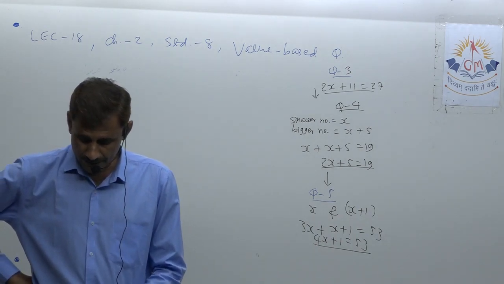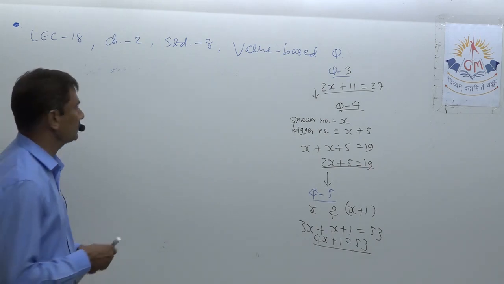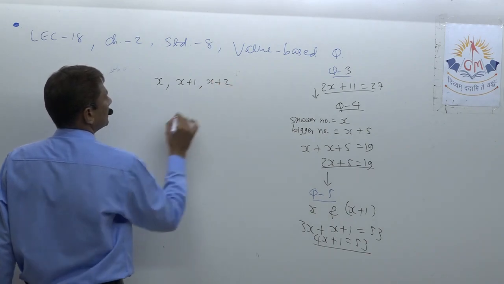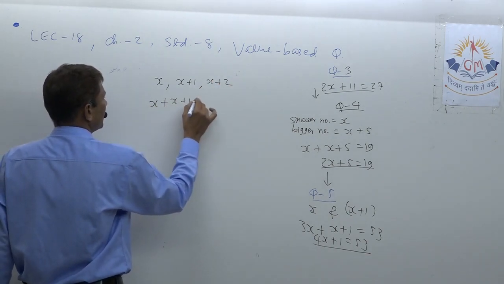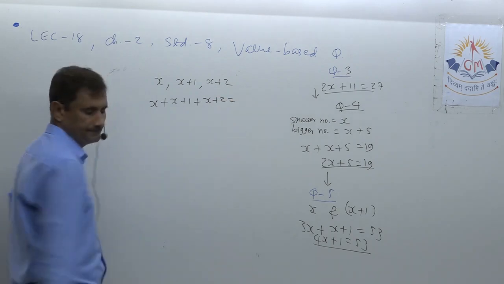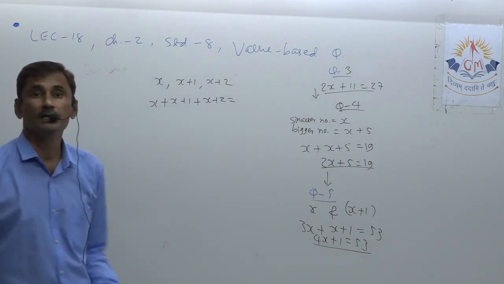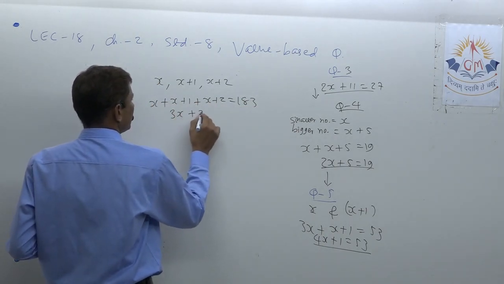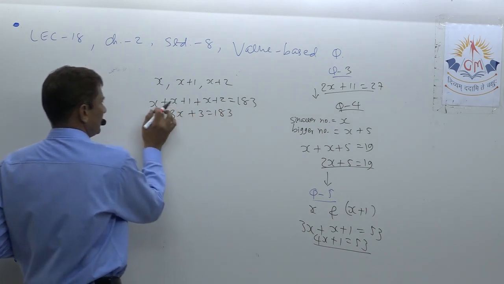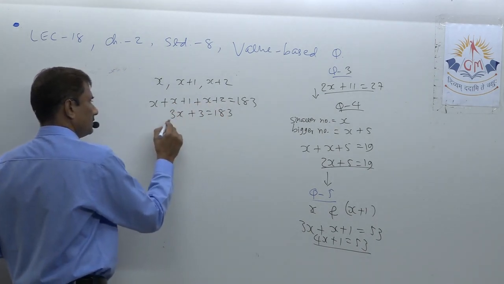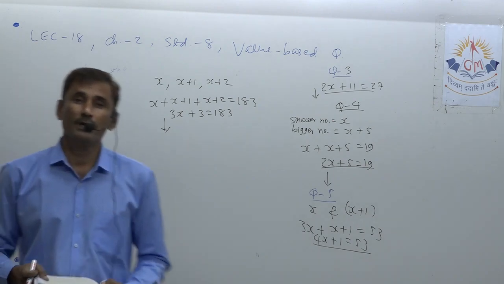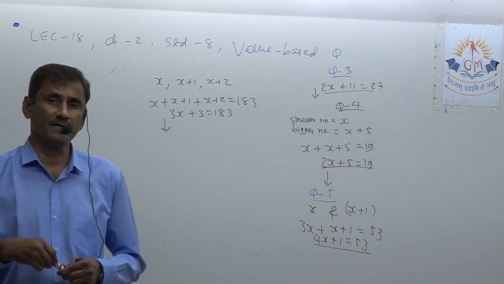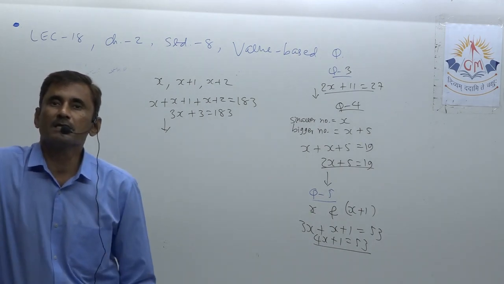Six. Find three consecutive numbers whose sum is 183. So three consecutive numbers means x, x plus 1, x plus 2. The sum of all of them will be 183. So obviously now combine like terms, so it will be 3x plus 3 equal to 183. Okay, x plus x plus x is 3x, 1 plus 2 is 3. Now solve it. So you will have x. After getting x, you will have the next two numbers also. Suppose you got 7, then 7, 8, 9 are the required three numbers.